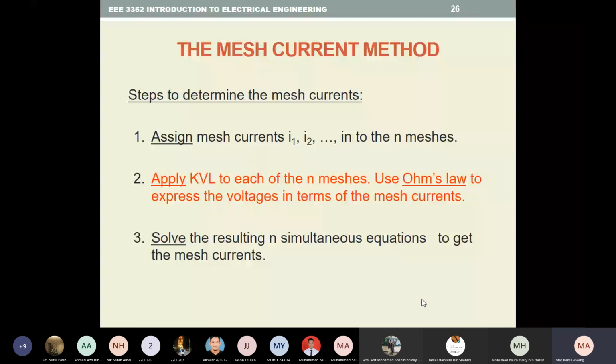of currents. Then you apply the KVL in the mesh analysis to each of the N meshes, and you use Ohm's law, where you express the voltage in terms of the currents. Then you solve the resulting simultaneous equations to get the mesh currents. So the method is similar to the nodal analysis. The only difference is whether you use current or voltage, KVL or KCL. Right?